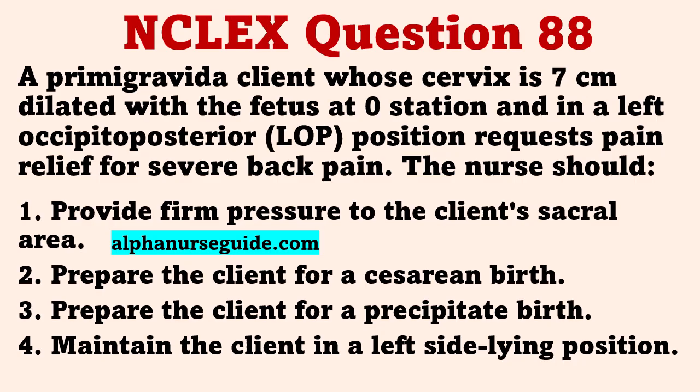Problems of severe back pain during labor do not typically require a cesarean birth. The primary healthcare provider may elect to do an episiotomy, but it is not necessarily required. It is unlikely that a primigravida client with a fetus in an LOP position will have a precipitous birth. Rather, labor is usually more prolonged. A hands-and-knees position, or a right side-lying position, may help to rotate the fetal head and thus alleviate some of the back pain.